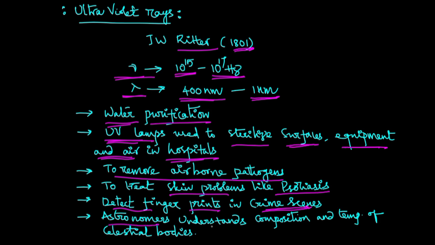And astronomers understand the composition and temperature of celestial bodies. If the celestial bodies emit ultraviolet rays, by observing the ultraviolet rays emitted by those celestial bodies, astronomers understand the composition of the celestial body and the temperature of the celestial body. These are a few uses of ultraviolet rays.